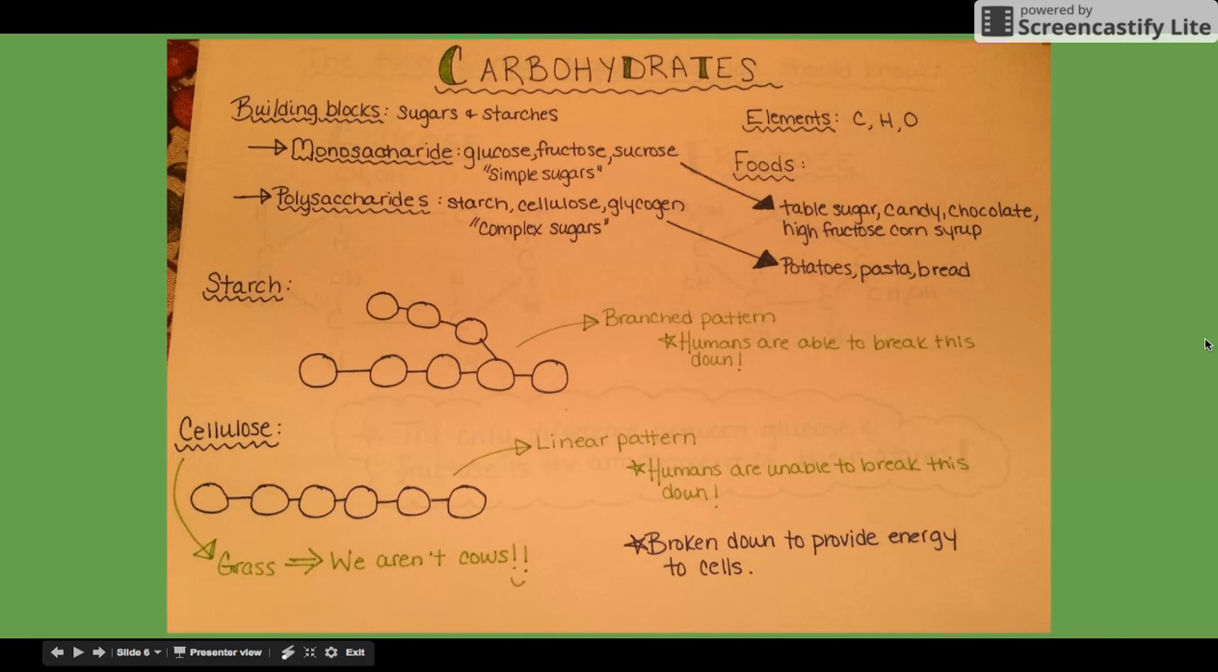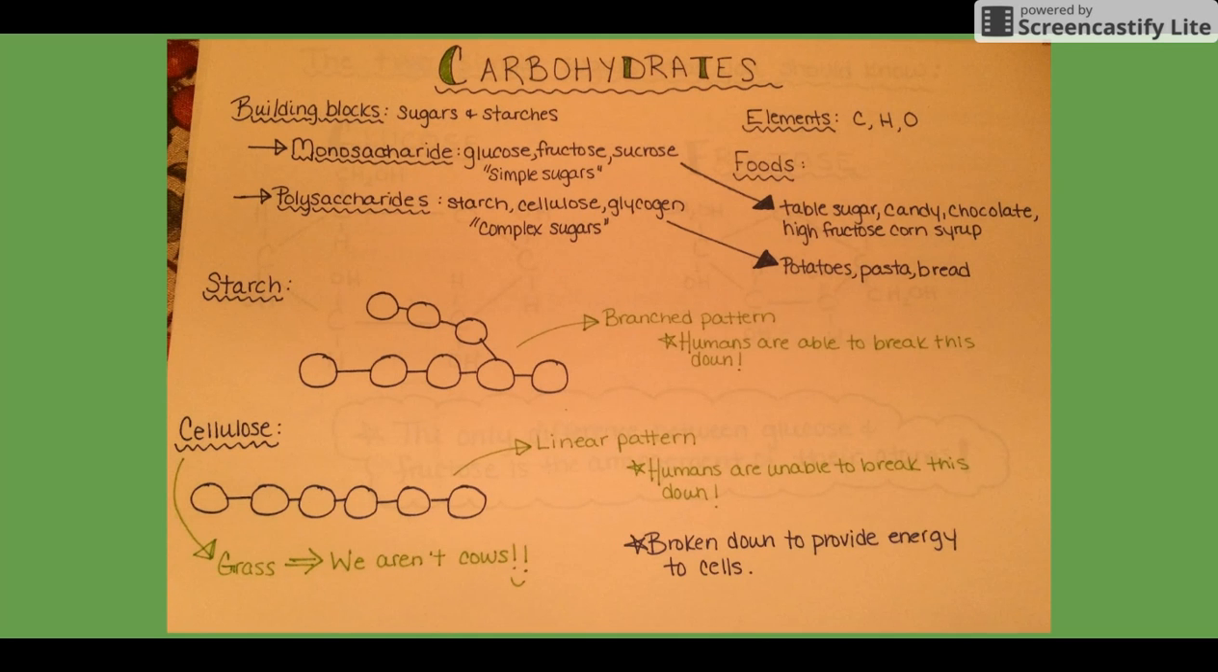So, since it is false that our bodies can't digest cellulose, here's why. You look at cellulose and it has a very linear pattern, and we're unable to break that down and break those bonds down into its simplistic form. And so it's not really something that can be broken down to provide energy for our cells. And so that's why we're not cows.